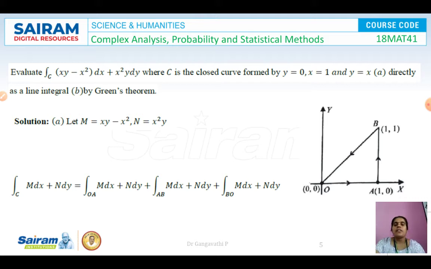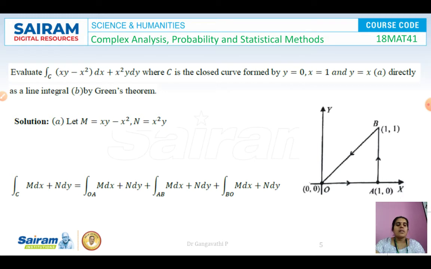So consider the given curve. Here it is in the form of M dx plus N dy. So M is xy minus x square and N is x square into y. And the curve is closed by y is equal to 0, which is nothing but your x-axis. And x is equal to 1, which is a line parallel to the y-axis at a distance 1. So x is equal to 1 is this line. And y is equal to x is a straight line which passes through the origin, which has slope 1.